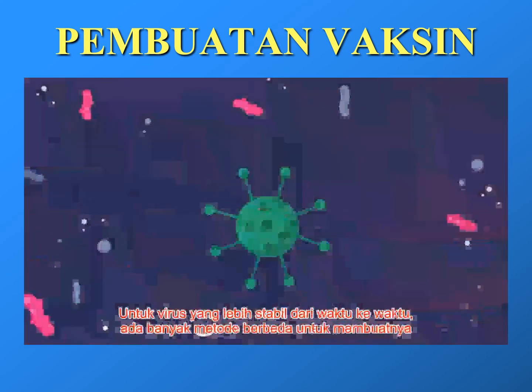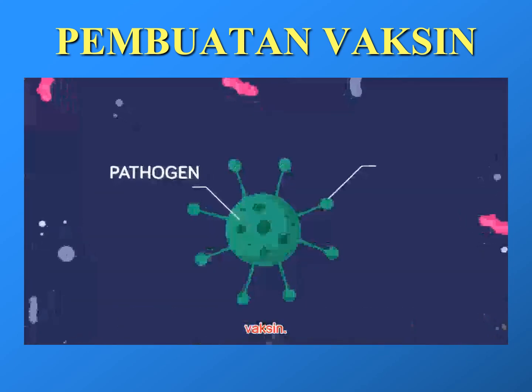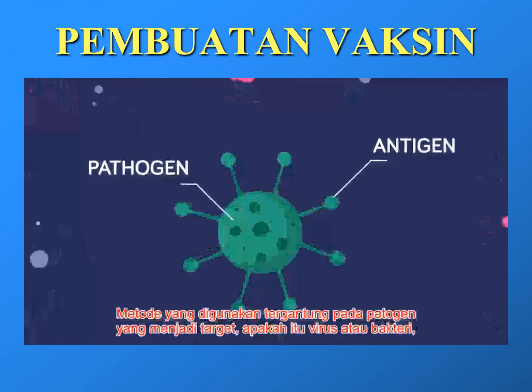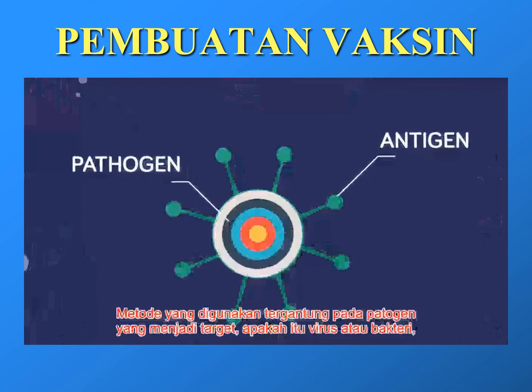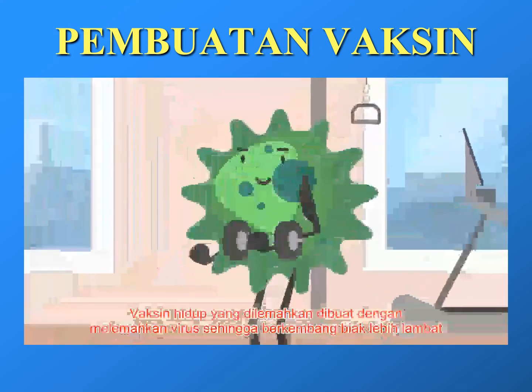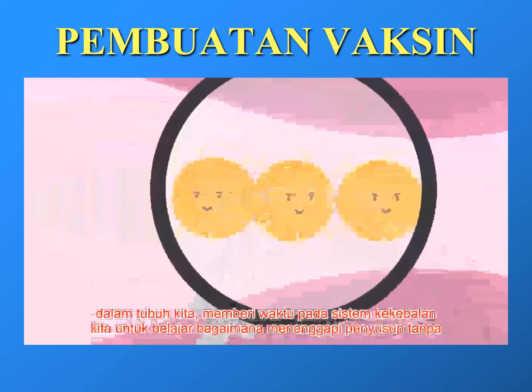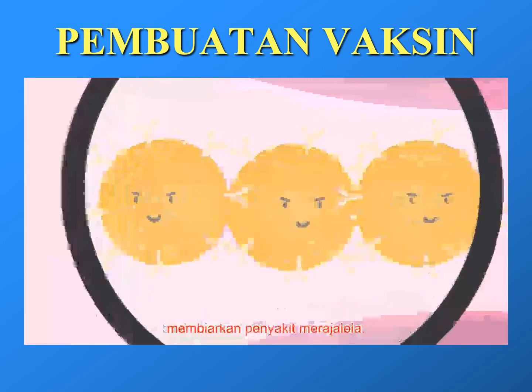For viruses that are more stable over time, there are many different methods for creating a vaccine. The method used depends on the pathogen being targeted, whether it's a virus or a bacteria, and the way it causes disease in our bodies. Live attenuated vaccines are created by weakening the virus so that it responds more slowly in our bodies, giving our immune system time to learn how to respond to the intruder without letting the disease run rampant.